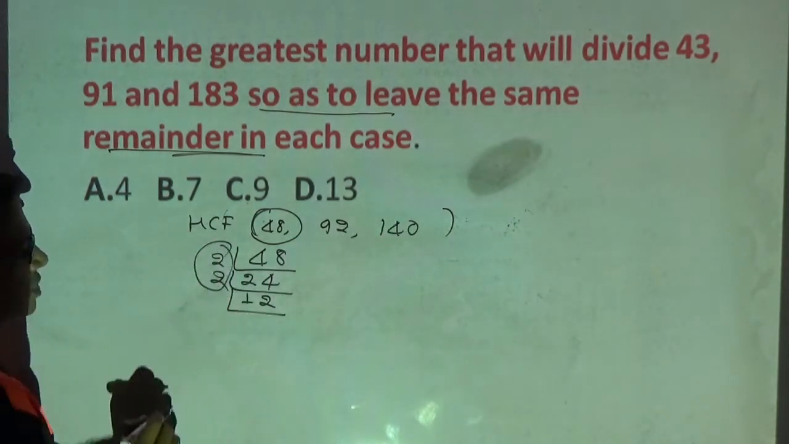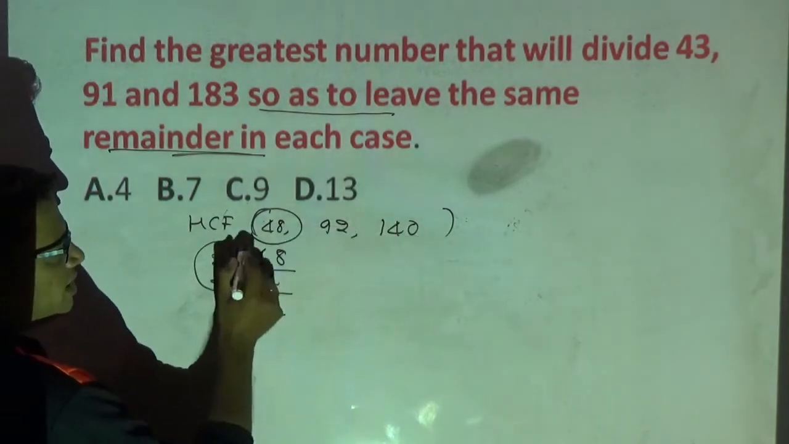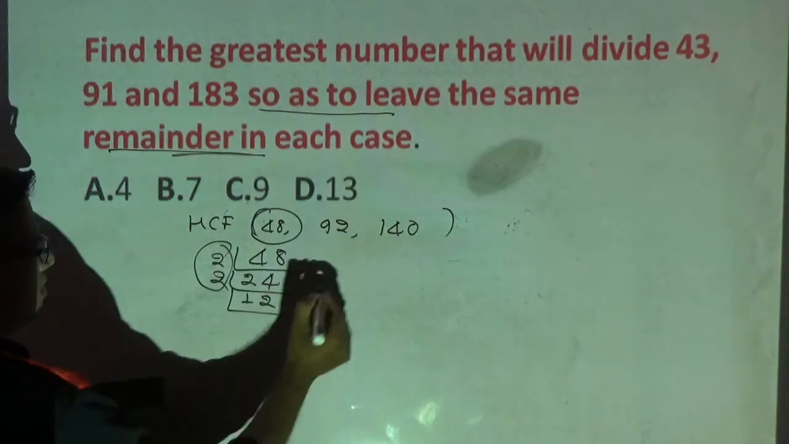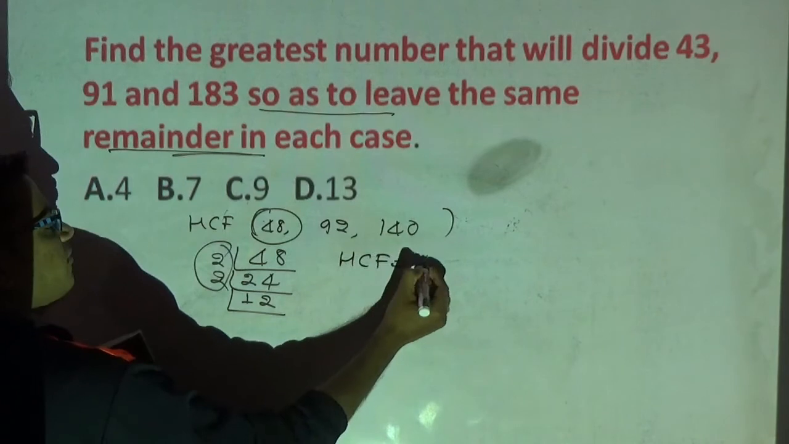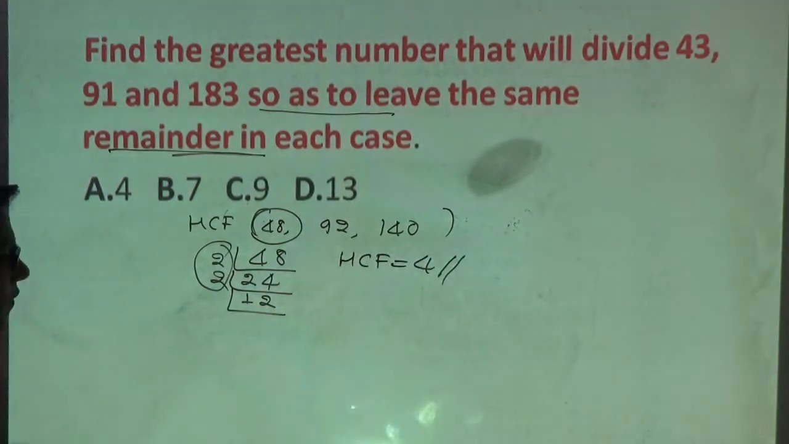Therefore, you see 2 into 2 is what? 4. From 4 whether you can divide all this? Yes. So what is your HCF? HCF is 4. I have already explained how to find out HCF very quickly in my shortcut trick.